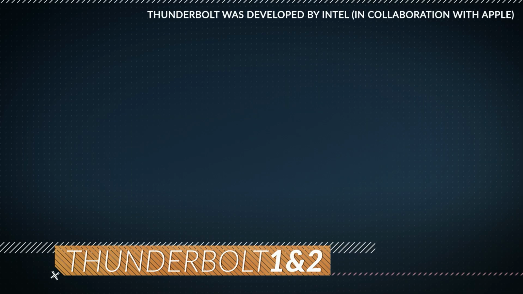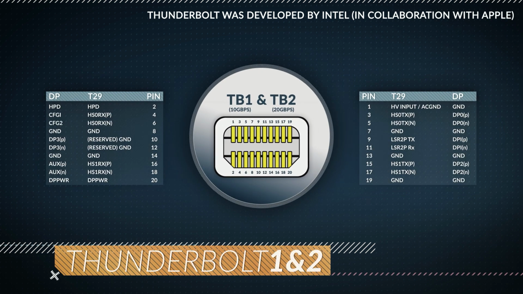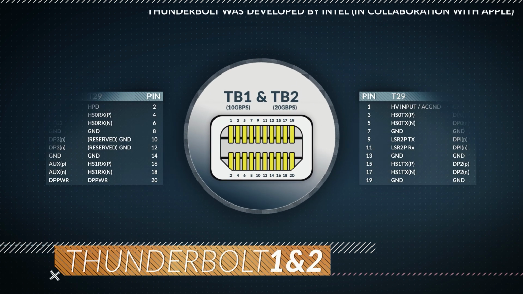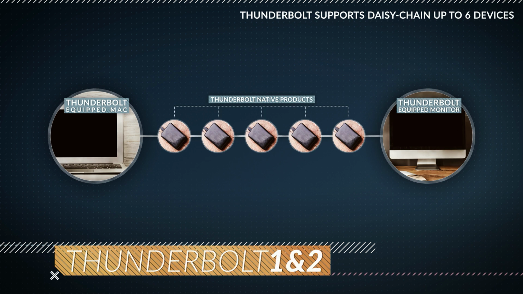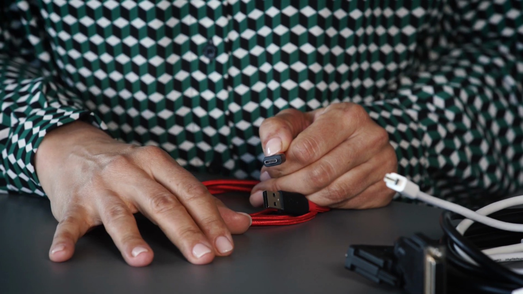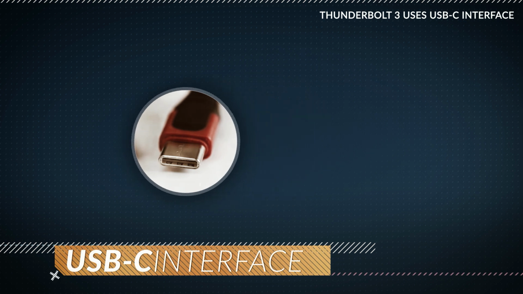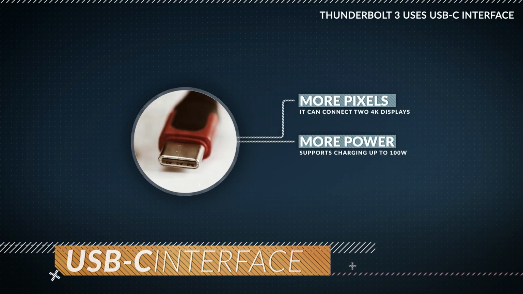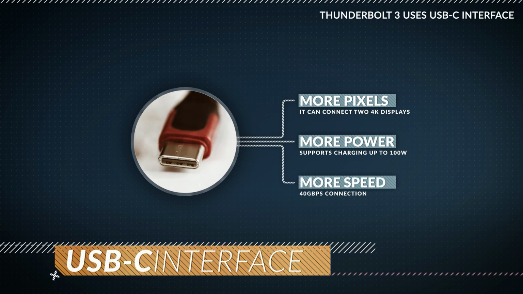The first two versions, Thunderbolt 1 and 2, were able to support 10 gigabits and 20 gigabits per second. Similar to FireWire, Thunderbolt supports daisy chain up to 6 devices. So, if you don't have a lot of space on your Mac for additional ports, try it. The newest Thunderbolt 3 uses a USB Type-C interface. It can connect two 4K displays. It supports charging up to 100 watts and you can transfer a 4K movie in less than 30 seconds with the speed of 40 gigabits per second.